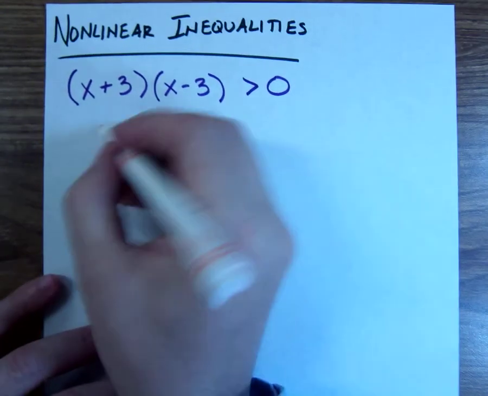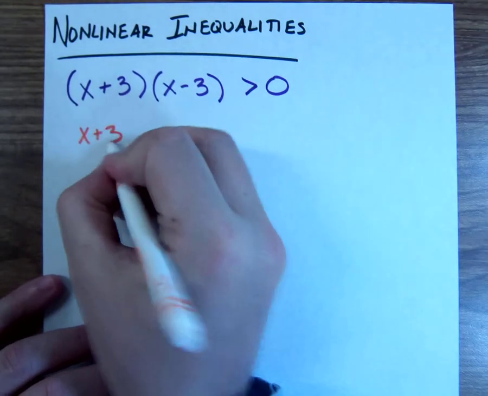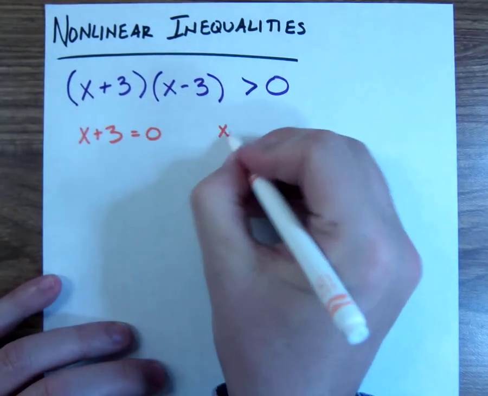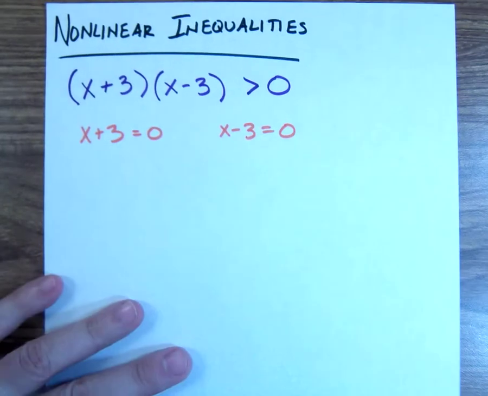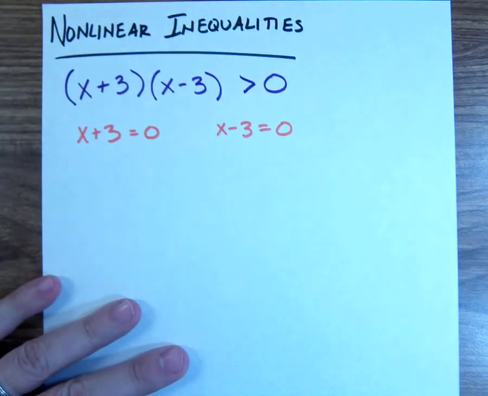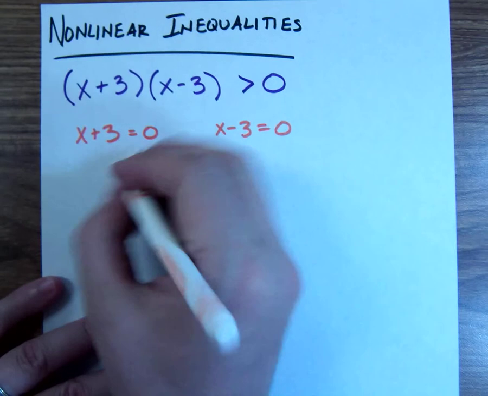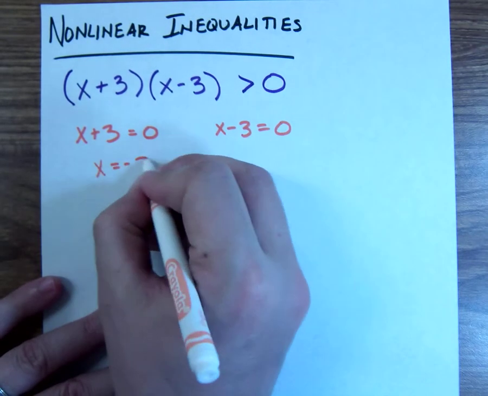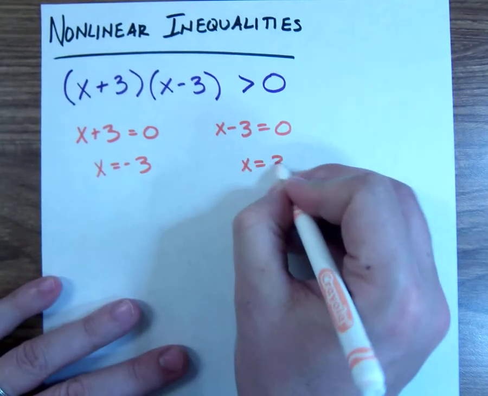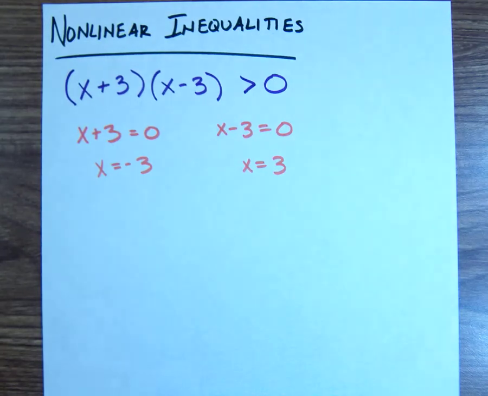So the first thing that you do is what we've been doing the entire time, which is solve these parentheses. Now this should be a clue to you that if you get a problem, like you will next, that doesn't already have the parentheses, you've got to put it in parentheses. So we're going to be doing some factoring here. Let's go ahead and solve these. X equals negative 3 and x equals positive 3. Those are our two values.